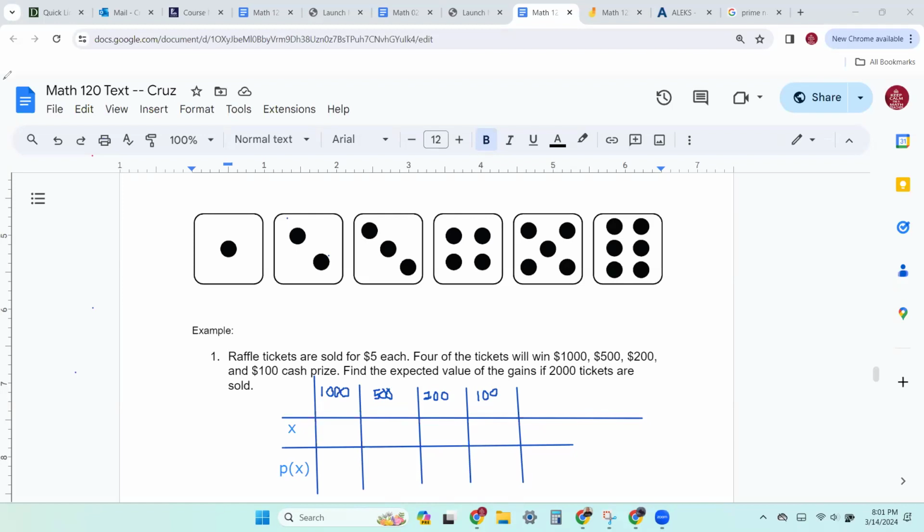What can happen? What is the other thing that can happen besides winning 1,000, 500, 200, 100? It's something that people don't like to think about. 0. Nothing. Yeah. Well, you're gonna lose. And that's essentially -5 because you're paying $5.